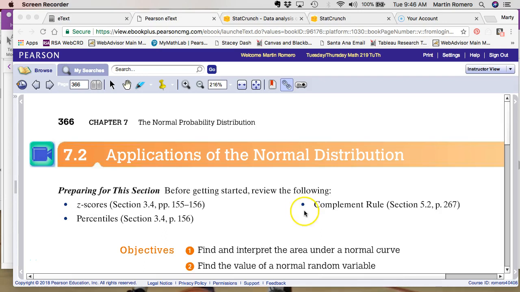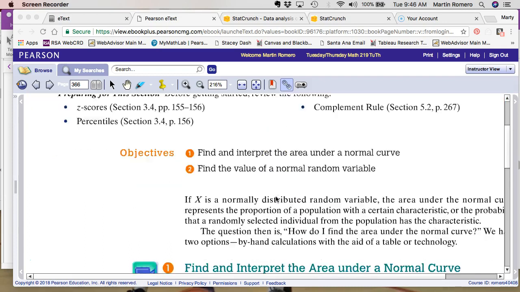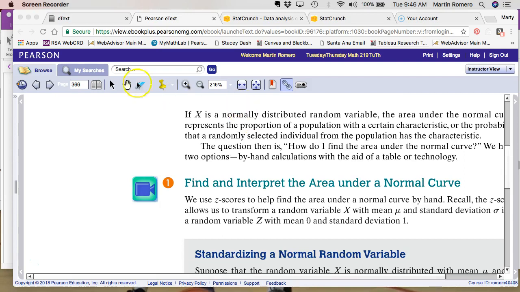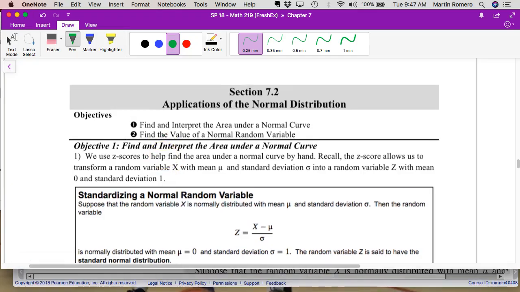We'll take a look at what we worked on in the previous section, finding the areas underneath the curve to solve probability problems. Now we're just going to do a lot of practice problems here to apply what we learned. We're going to be applying the properties of the normal distribution to answer some questions. To begin with, we're going to take a look at the top of our note sheet for section 7.2.